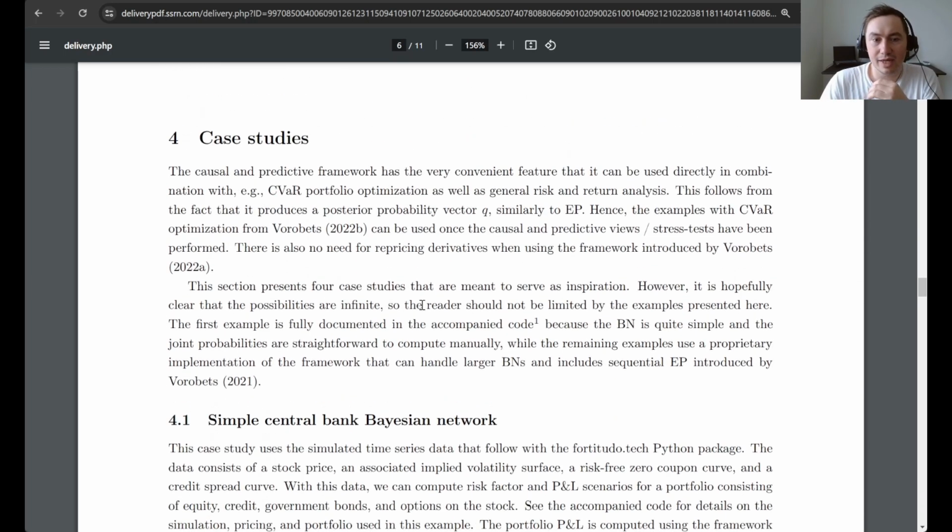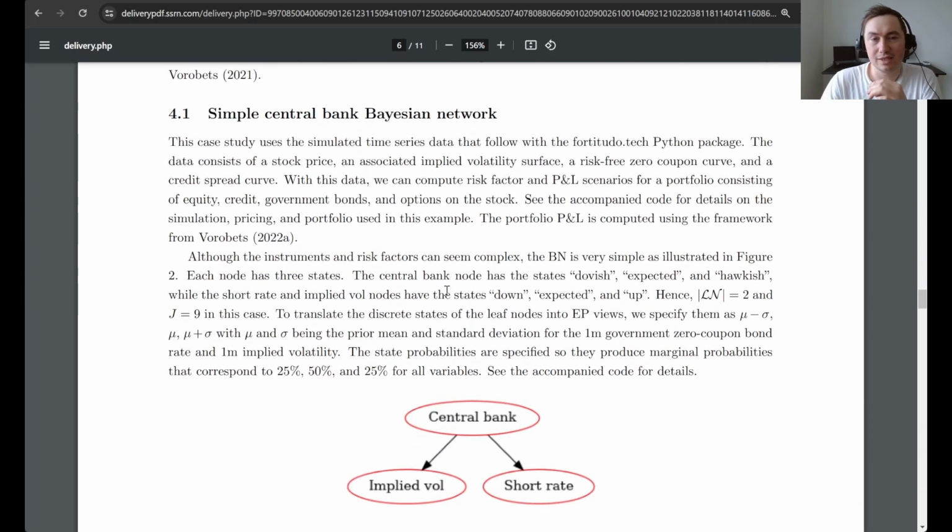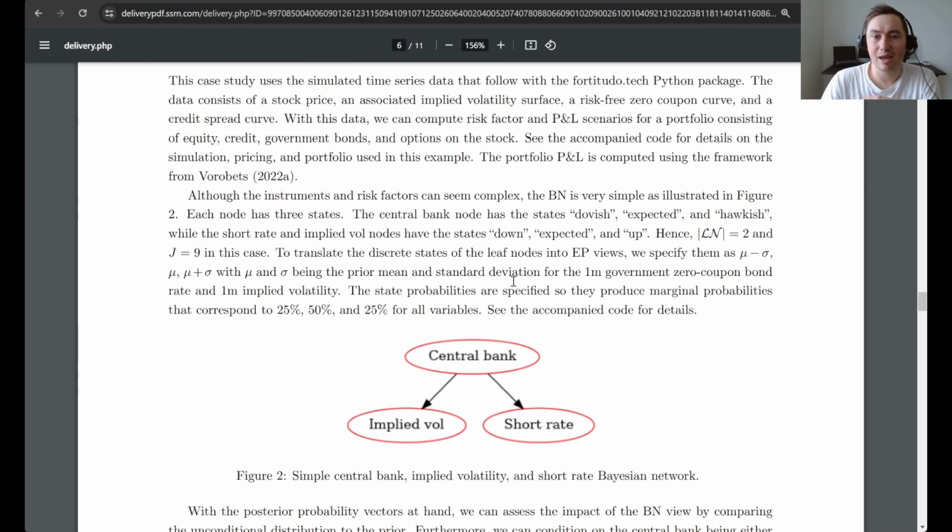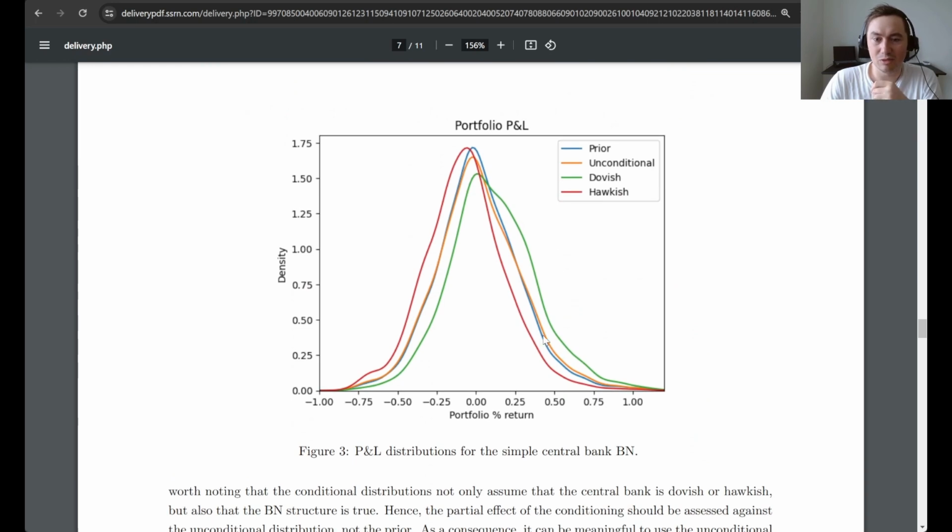Alright, so then we get to the case studies, and there are actually many different examples. There are 4 in total, but this is just to illustrate that you can do so much with this framework that it is mainly our imagination that is the limiting factor. We will be going through the first one, which we call a simple central bank Bayesian network. In this example we assume that the decisions of the central bank affect interest rates and implied volatilities. Then we will see how we generated this plot for the different distributions on the different scenarios.